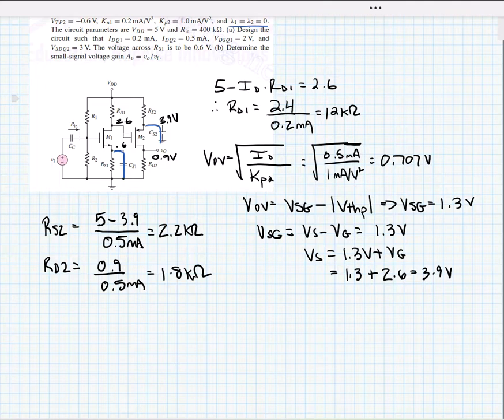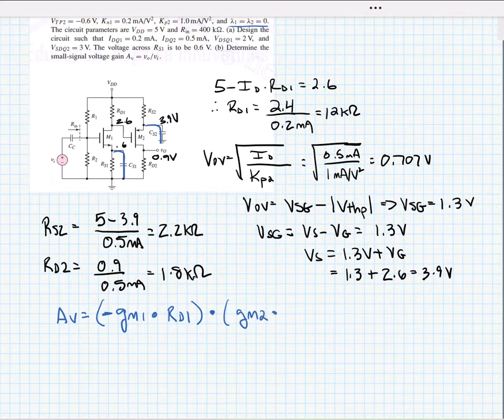The voltage gain for this amplifier is going to be the voltage gain for the common source stage 1, which will be GM1 times RD1. This is inverting, so we need a negative sign. This whole quantity is going to be multiplied by the gain of the second stage, GM2 times RD2.